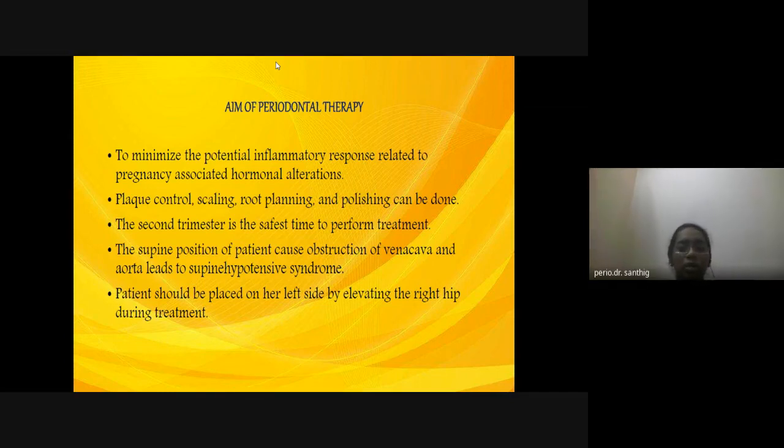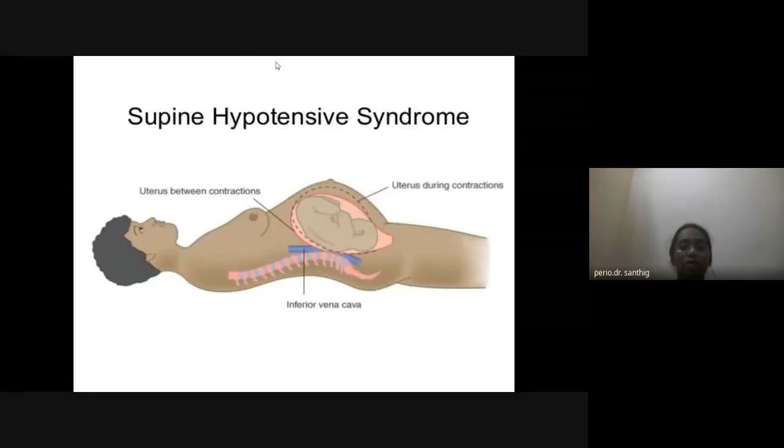The best trimester in which you can treat is the second trimester, and the patient should be in supine position. Sorry, not in a supine position. Supine position can cause obstruction of the vena cava and aorta, leading to supine hypotensive syndrome. So the patient should not be in a supine position and should be treated in a sitting position. The patient should be placed on her left side by elevating the right hip during the treatment, because compression of the vena cava can lead to supine hypotensive syndrome.